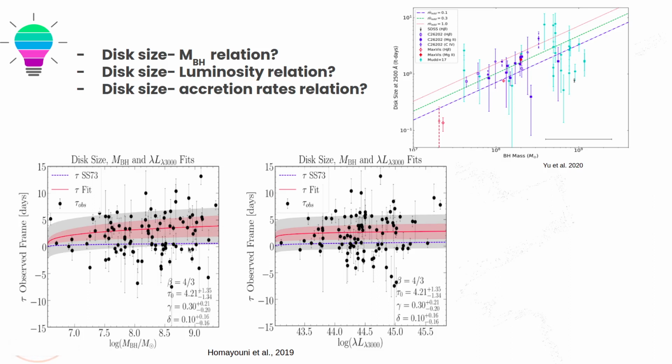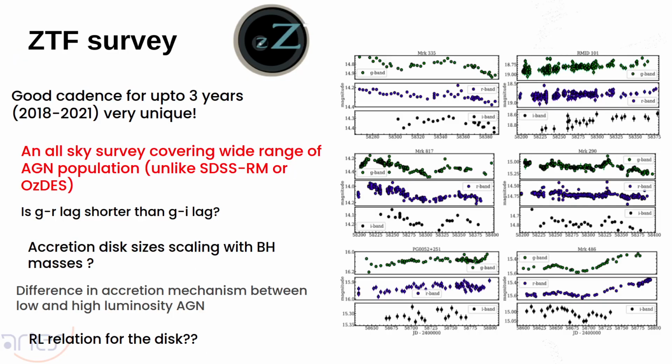So this is the tau, a proxy for the disk size, and this is the black hole mass here. You see that the relation is not very tight. Although they have tried to fit something, you cannot say that this is some sort of correlation or anti-correlation. Same thing with luminosity: we do not have a very strong relation between disk size and luminosity. So this is a problem. I mean, this should have some relation. So in this context, we try to do this study here.